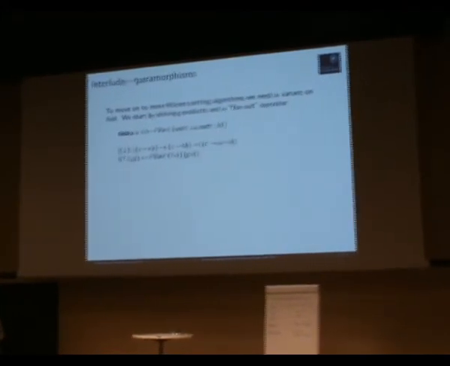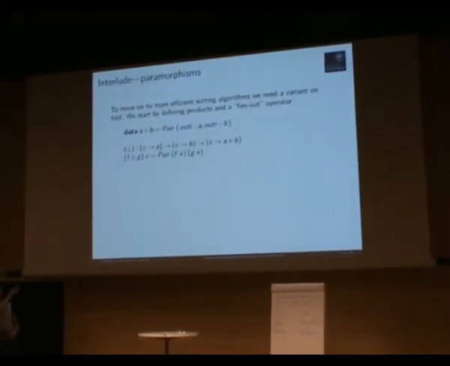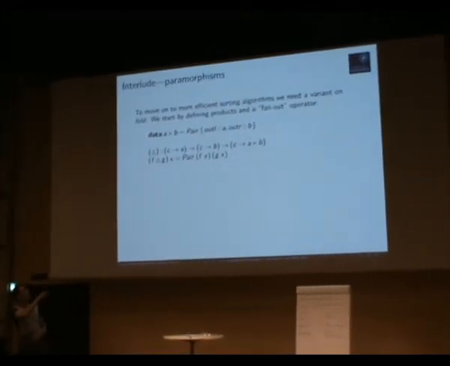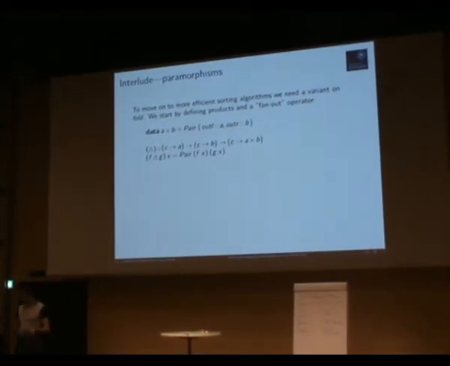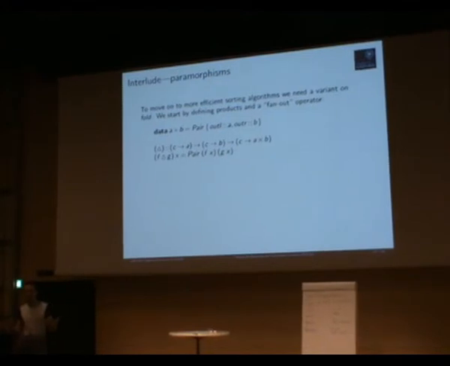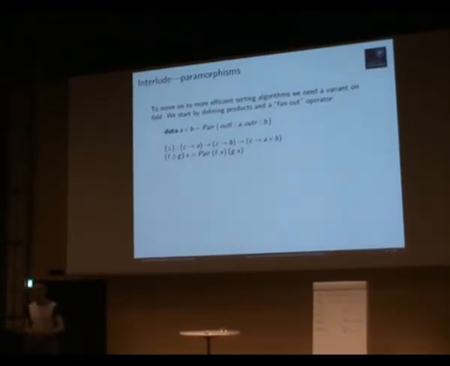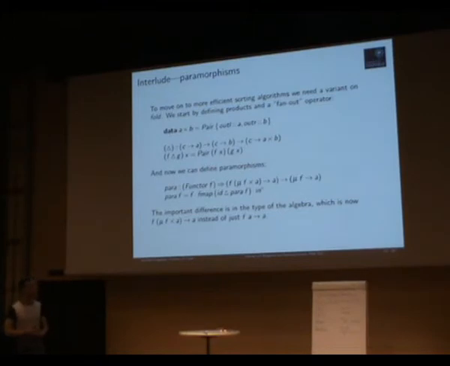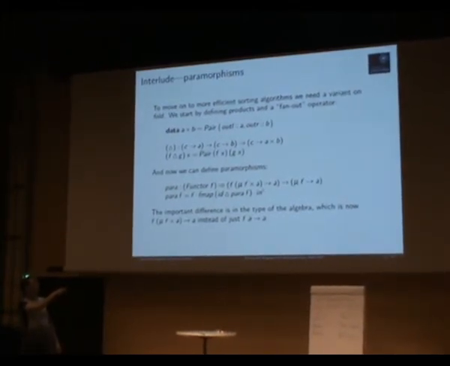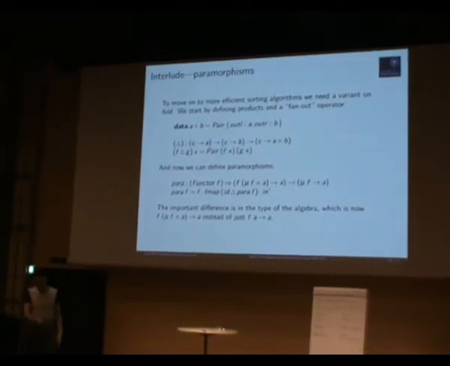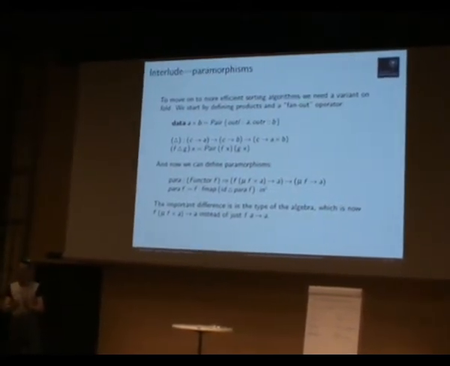And for them, we first need a pair type, which we just call pair, and we call it times, and we define its left and right projections, and a fan-out operator that takes two functions that go to distinct types and merges them into a function that goes to a pair of types. And with this, we can then define the paramorphism, that looks pretty much like a catamorphism, the form that we had before, with the important difference that now, in the algebra, we have access not only to the A, but also to the result so far, what's been computed so far.